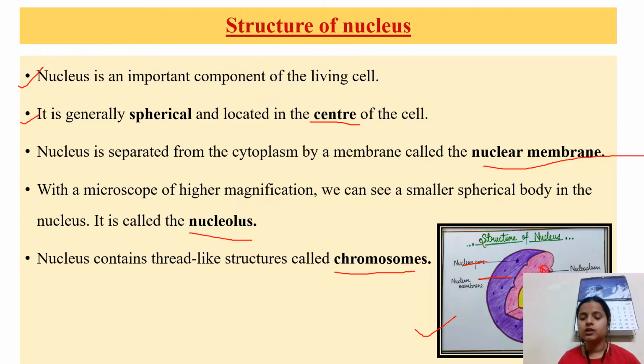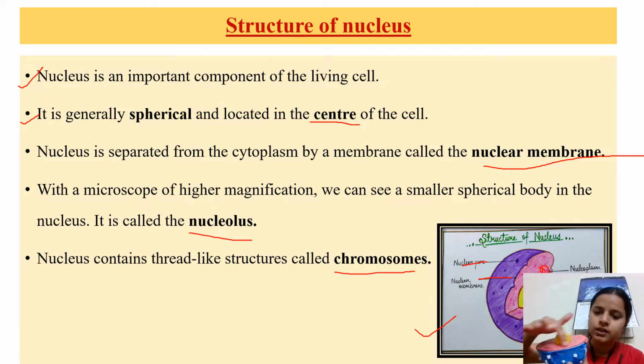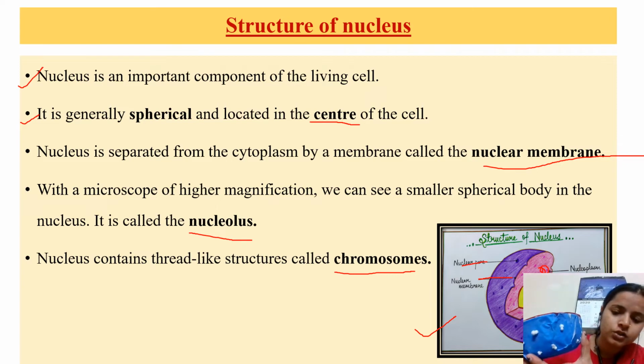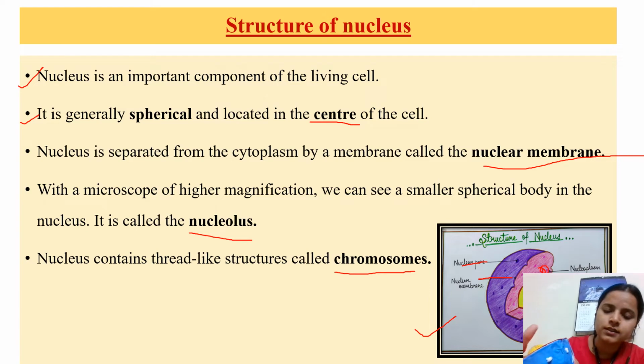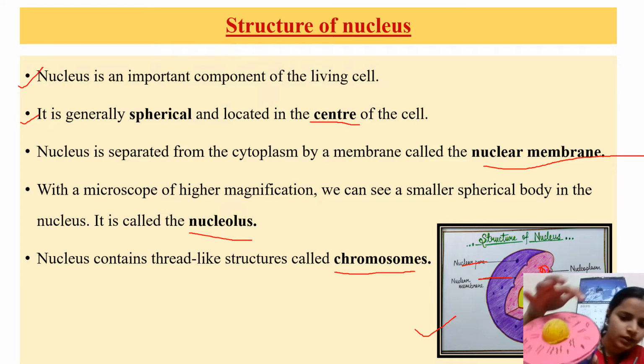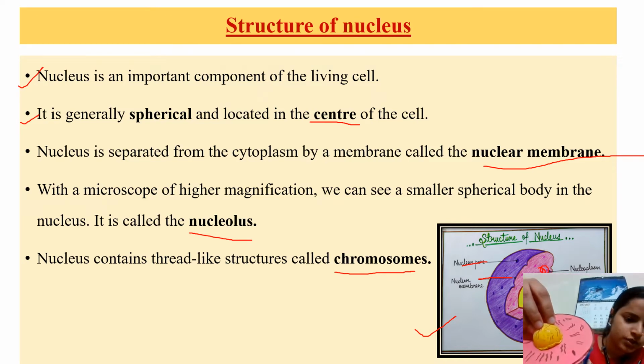I have made a model of nucleus for you also. You can see here this yellow portion is nucleolus. This whole pink portion is nucleoplasm. And in this, the white holes, the white pores are there. I hope it's visible. These white pores are called nuclear pores, and this circumference is nuclear membrane. This is the nuclear membrane. This yellow portion is nucleolus.